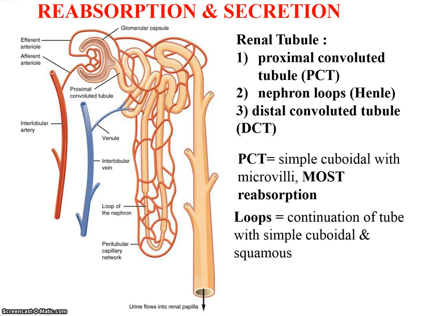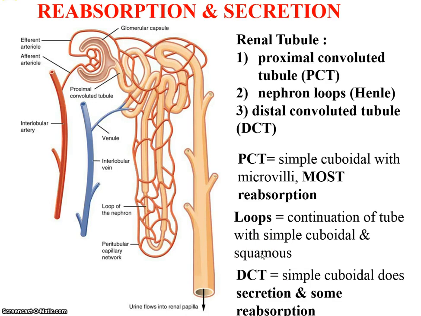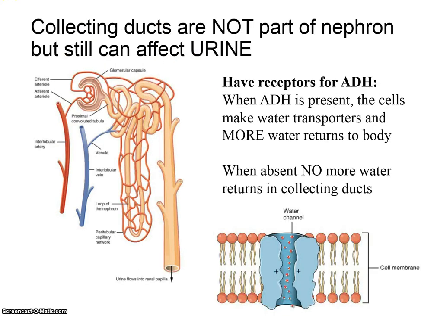All right, the loops are just a continuation, and they become simple cuboidal and simple squamous. So when we see these thinner areas or segments, that's simple squamous cells there. And then the distal convoluted tubule, coming back up, is again simple cuboidal. So it does secretion and some reabsorption, mostly sodium and water. So we want to go through and try to figure that out.